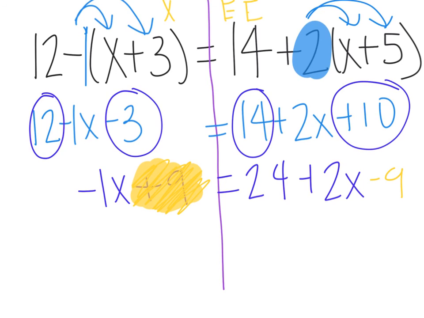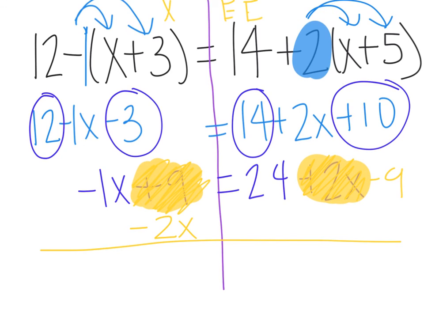And that also means that my 2x should not be on the right side because it has an x with it. So I'm going to rewrite that on the left side. It's going to be a minus 2x, and it's now gone. I'm going to rewrite what I have so far. So I have negative 1x, minus 2x on the left, and I have a 24 and a minus 9 on the right.